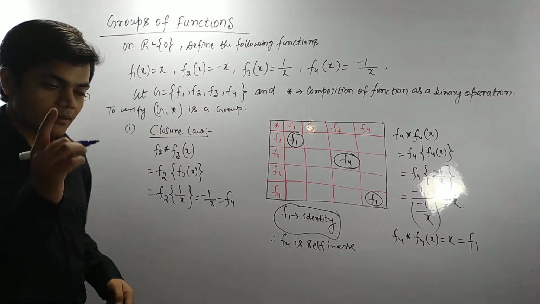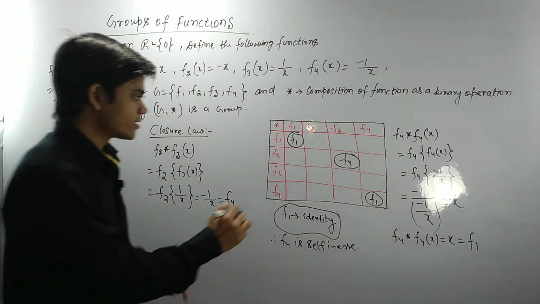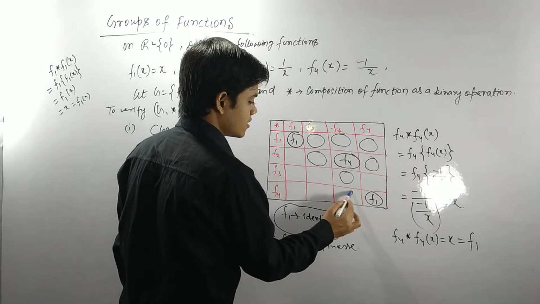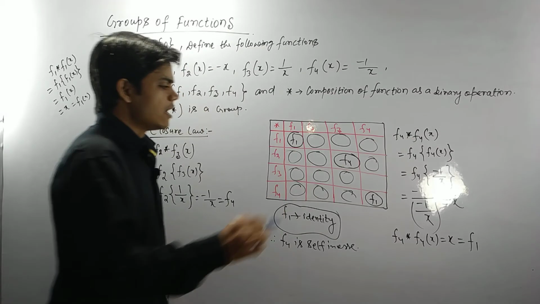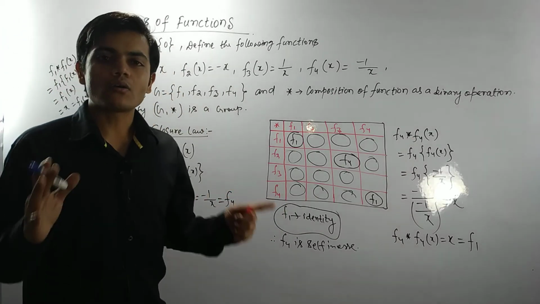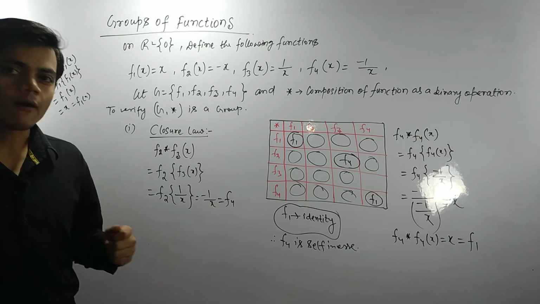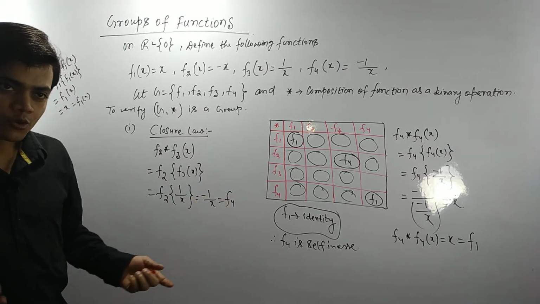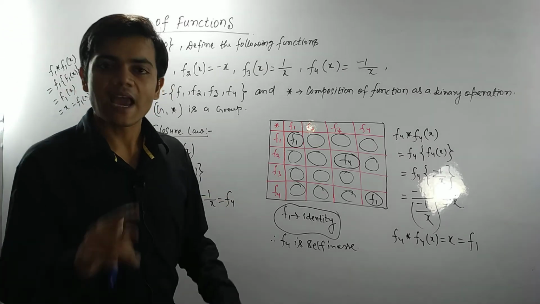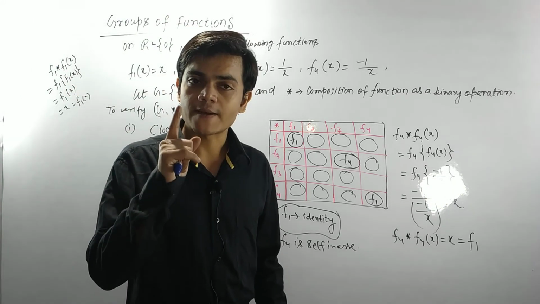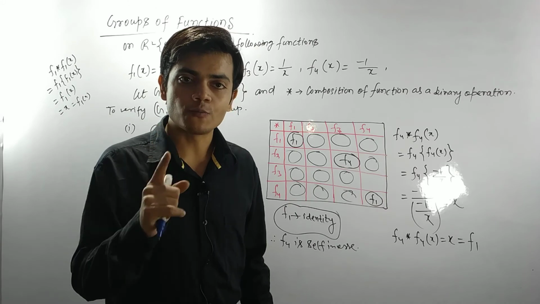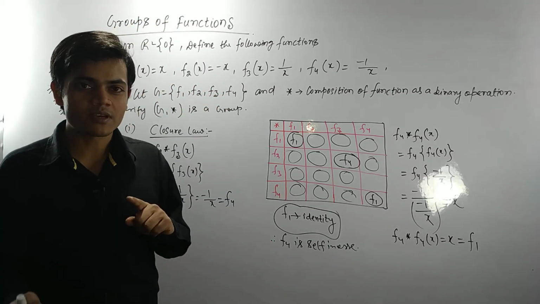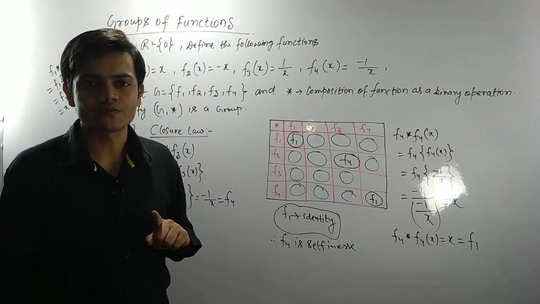In the same way, now you understand how to get this element, this element, this element, this, and this. You can get all the elements by using the composition of function. And I have told you, F1 is the identity element. You can find the inverse of each and every element. And one thing that I would like to say, that each and every element in this group is its own inverse. Means F1 is the inverse of itself, F2 is the inverse of itself, F3 is the inverse of itself, F4 is the inverse of itself.